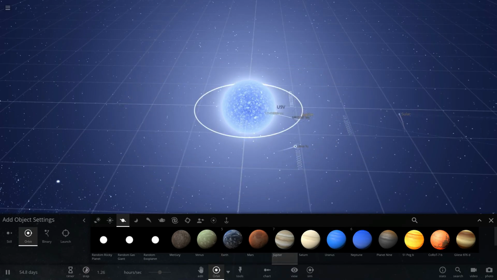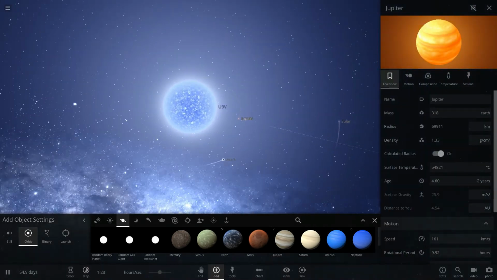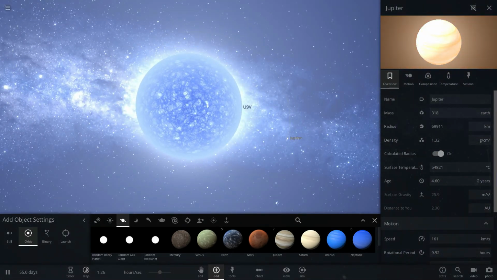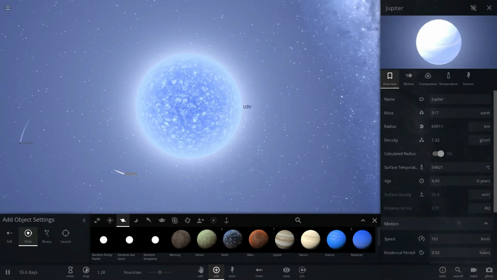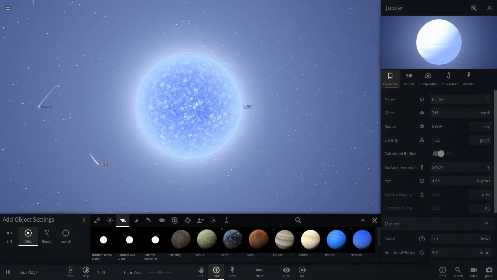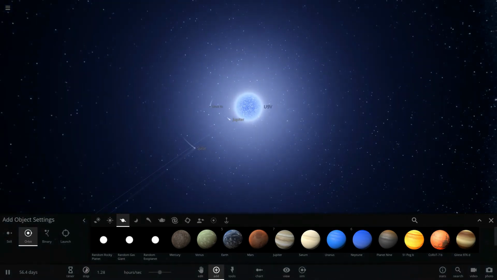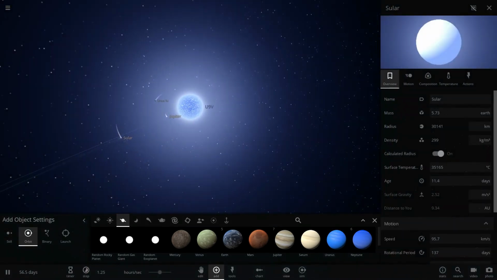What if we put Jupiter? Jupiter's taken a long time to heat up. That's a bit concerning. 317 times the mass of Earth. Wait, wasn't Jupiter like 200 times the mass of Earth before, and now it's like 308? Oh, it was 318. It's losing mass as well. Look how fast that's going.